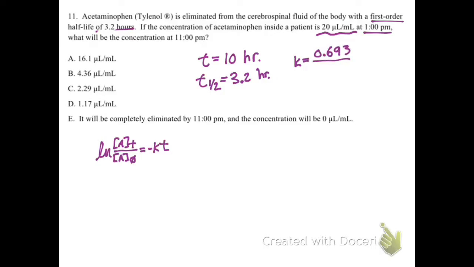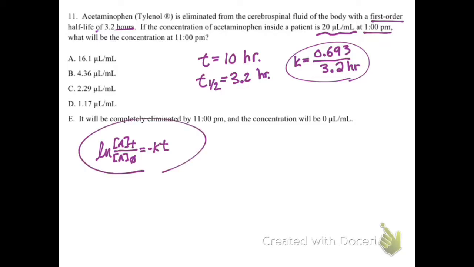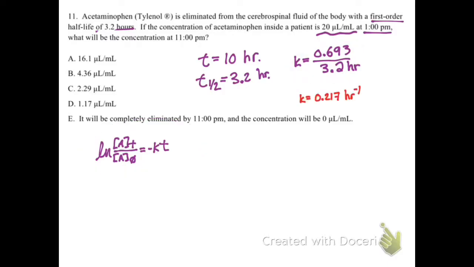In fact, we have an equation on our data sheet that combines this equation and the integrated rate law together. I personally like to solve for K and then plug it in, but if you'd prefer to use that version, that's perfectly fine too. So our rate constant K is 0.217 hours to negative 1.